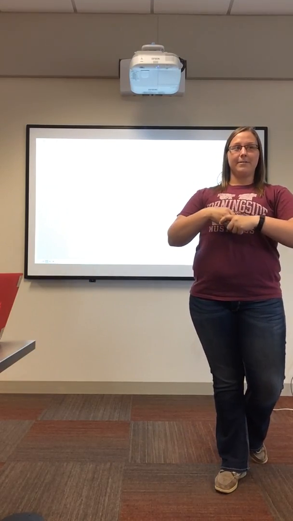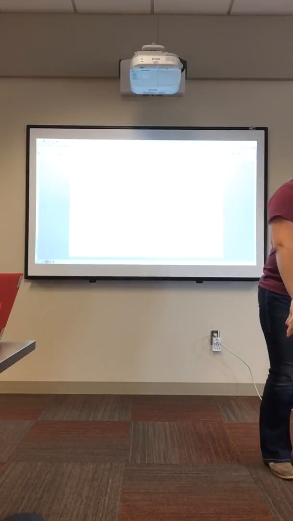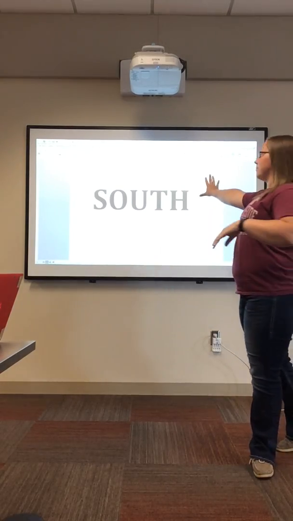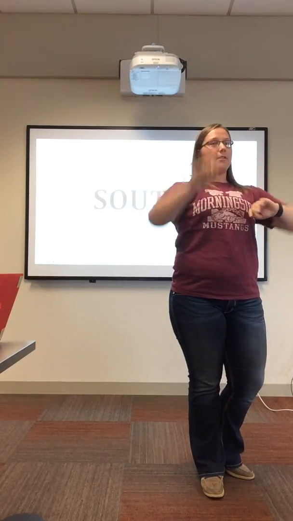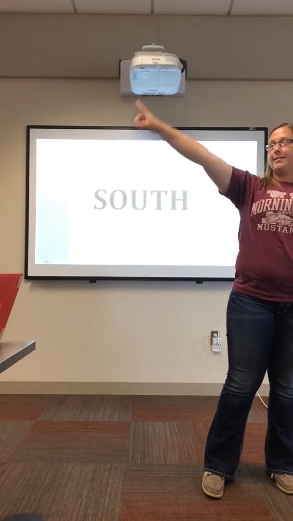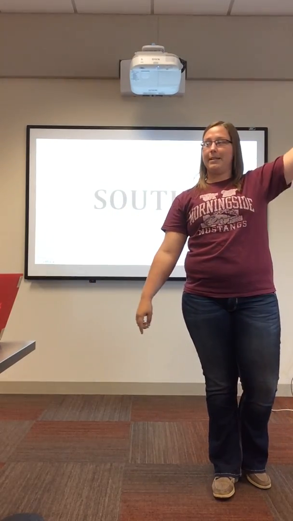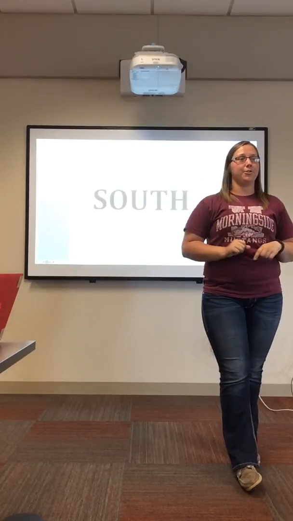So today, for a little review, I'm going to be asking you guys questions to start off. And we know that this side of the room is south. So if this side of the room is south, what side of the room is that? North. If that's north, this is east, and that would be west. Very good.